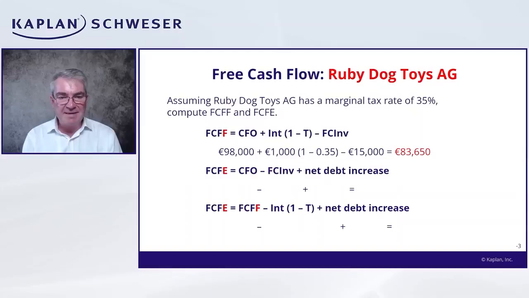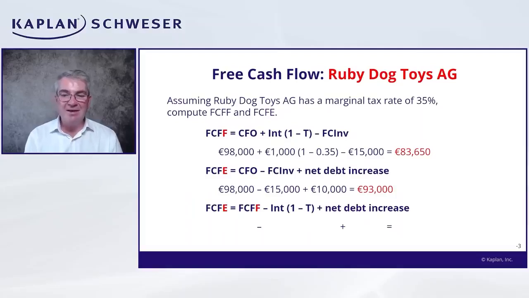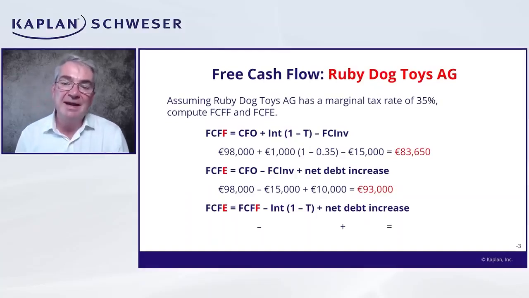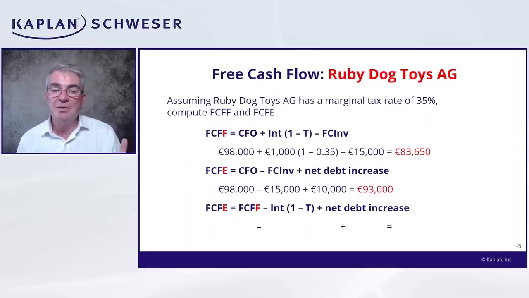Now, let's have a look at free cash flow to equity. So again, we're taking CFO, 98,000. We're subtracting the fixed capital investment again, 15,000. But this time adding on the increase in debt of 10,000, to get 93,000. Now, if you're going to project this into the future and then discount it, you would use the cost of equity, because these cash flows, the 93,000, are the cash available to distribute to equity holders. The free cash flow to the firm, the 83,650, is available to distribute to both debt and equity holders.